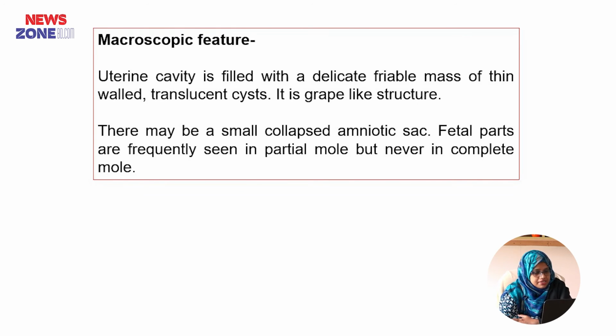During macroscopic examination, the uterine cavity is filled with a delicate fibrillar mass of thin walled translucent cysts, and during gross examination we will find grape like structures, and there may be a small collapsed amniotic sac. Fetal parts are frequently seen in case of partial mole, but never seen in case of complete mole.